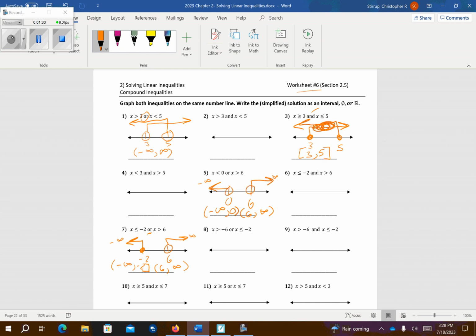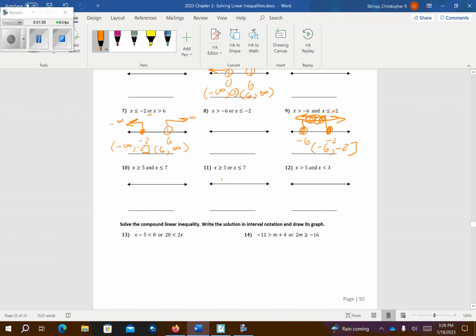Problem number 9. We have negative 6 down here. So that's going to be an open dot going to the right. We have negative 2 here. That's a solid dot going to the left. So we're looking for the overlap. Okay, so the negative 6 is going to be a soft bracket, but the negative 2 will be a hard bracket because it had the inequality sign there.